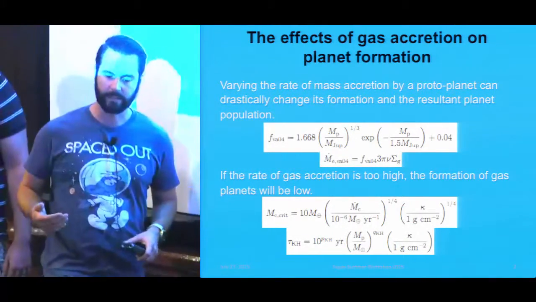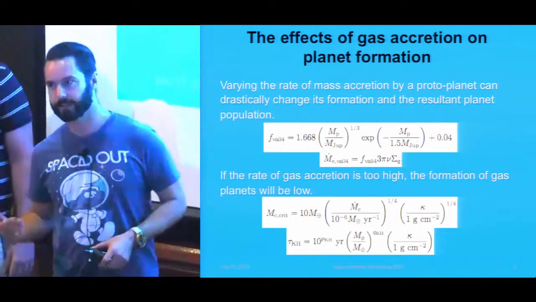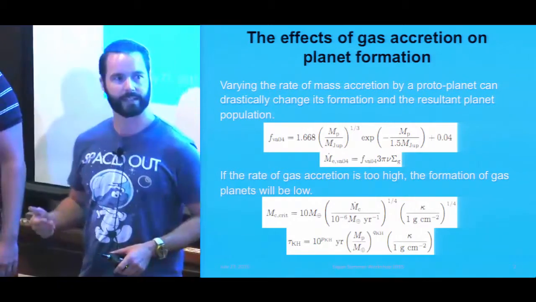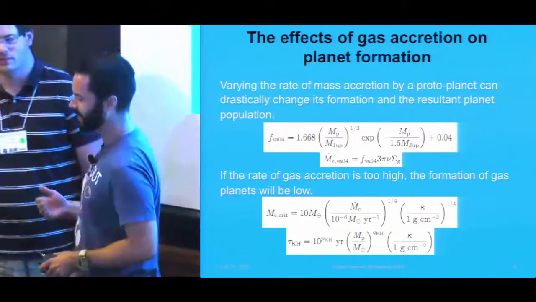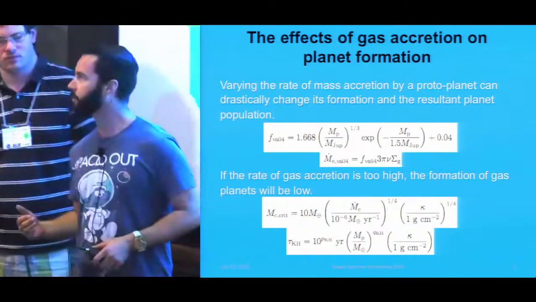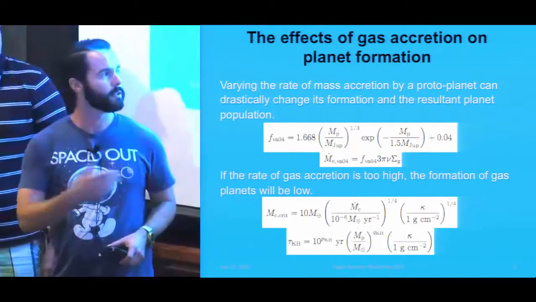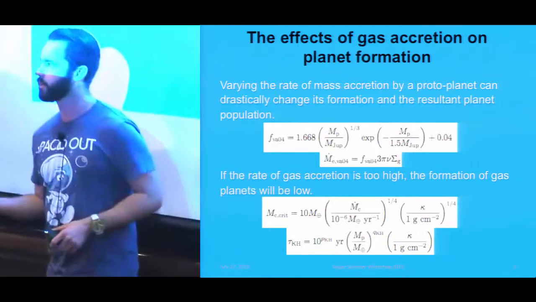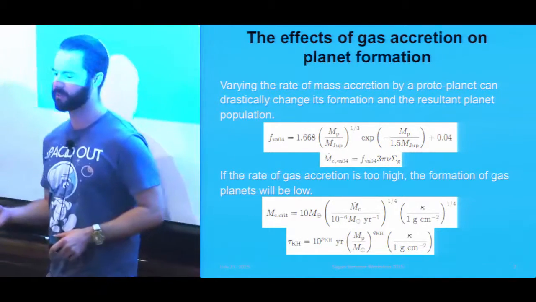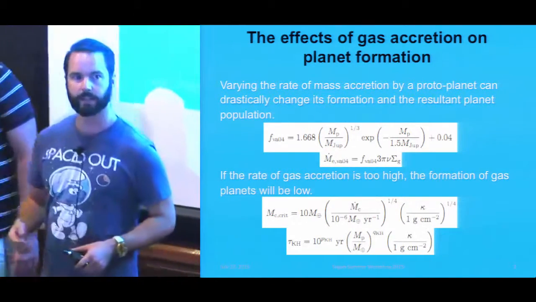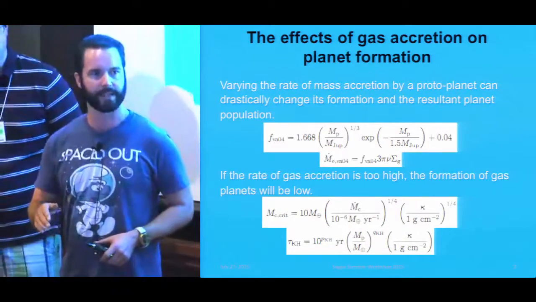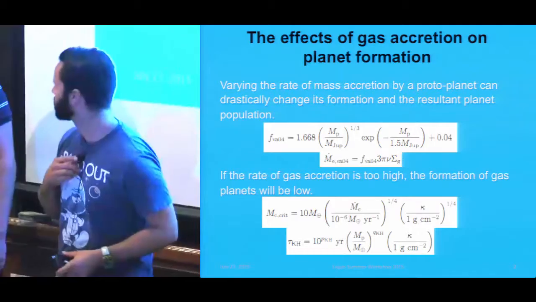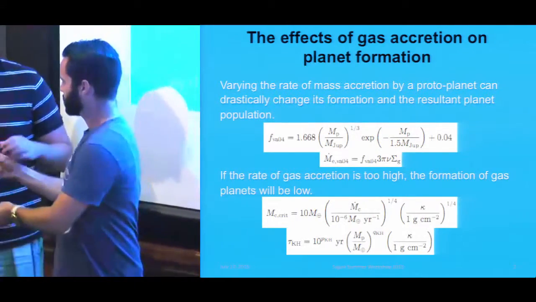One thing that we did discover is that gas accretion does significantly affect how planets are formed. And we were able to show, which you'll see with our last slide, how a planetary desert is formed if gas accretion is too high and how that can be affected by the time scale of the disk. All right, so I will pass this over. Okay.